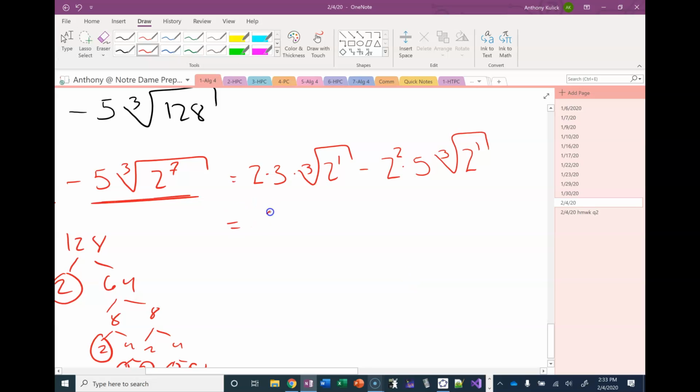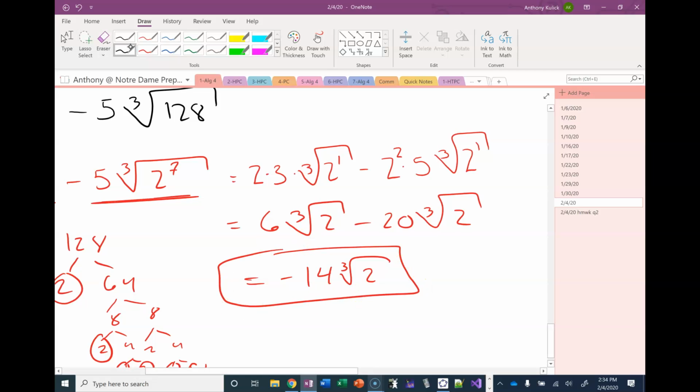Okay. So when I simplify this down, I have 6 square root 2 minus 20 cube roots 2. And 6 minus 20 is negative 14 cube root 2. Is that okay?